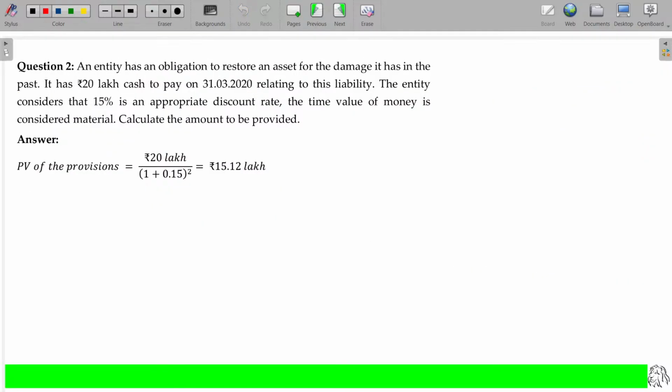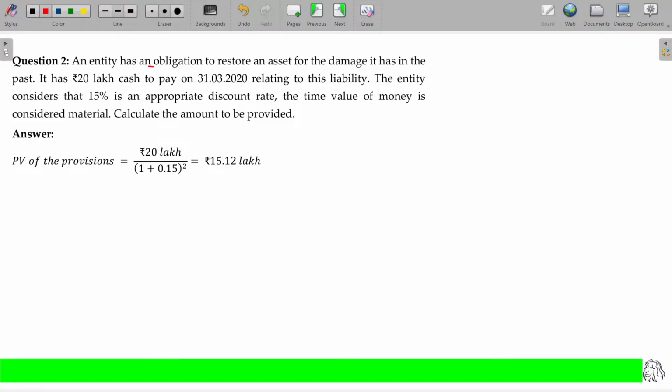Now next one being this one. An entity has an obligation to restore an asset for damage it has caused in the past. It has 20 lakhs cash to pay on 31/3/2020 relating to this liability. The entity considers that 15% is an appropriate discount rate. The time value of money is considered material. Calculate the amount to be provided. So, maybe assumed to be 2 years later. The information is missing.